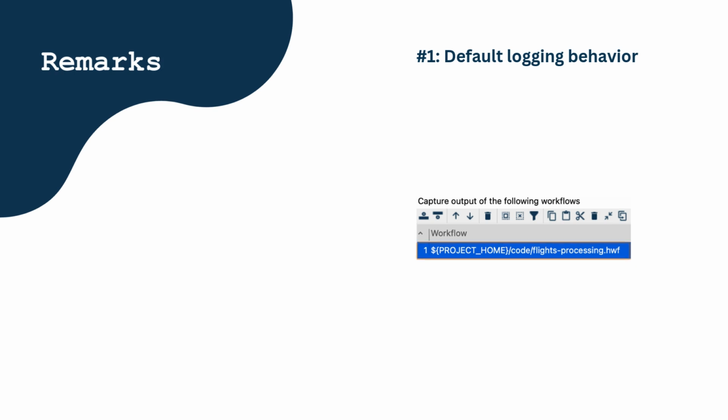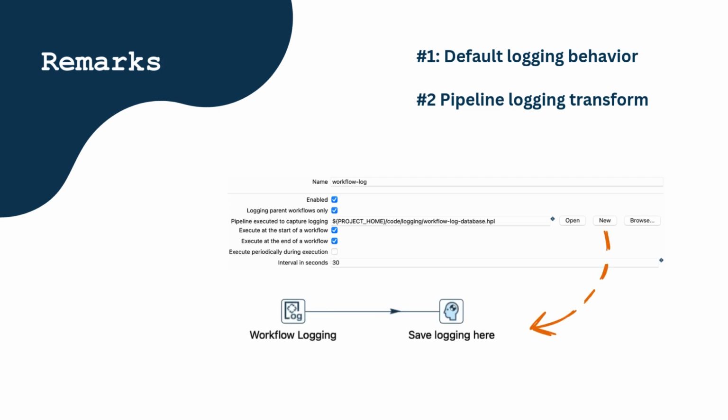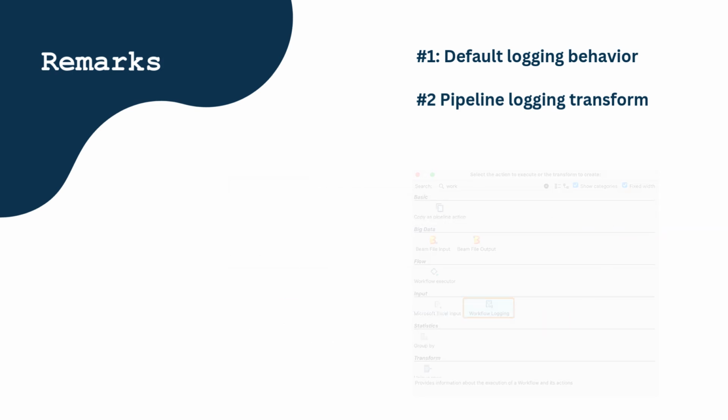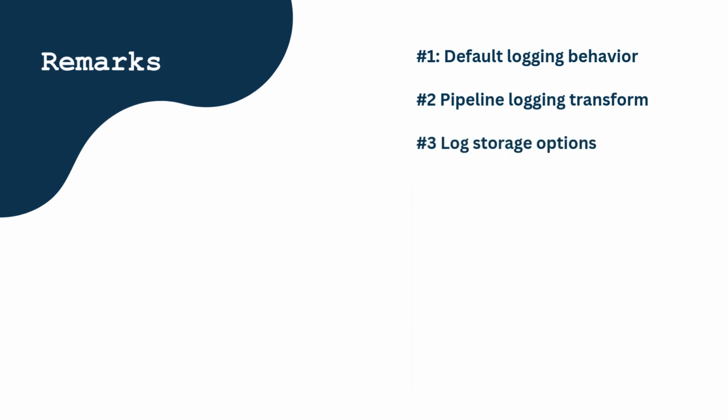Some remarks. By default, all workflows are logged. However, users can customize which workflows they want to log by enabling or disabling logging for specific workflows. When the New option is used from the Workflow Log dialog, a pipeline with the workflow logging transform is automatically created. If the pipeline is created from scratch, the user must manually add the workflow logging transform as the input transform to ensure logging functionality. Users can also choose alternative storage options, such as output files, to write logs, providing flexibility based on project requirements.